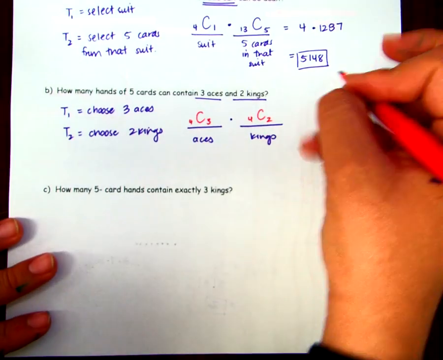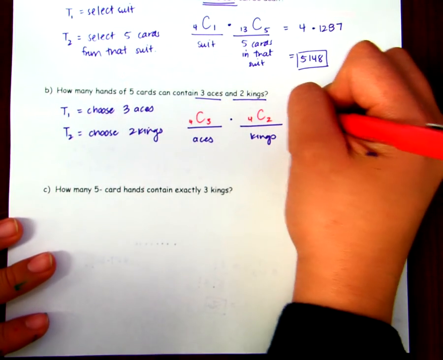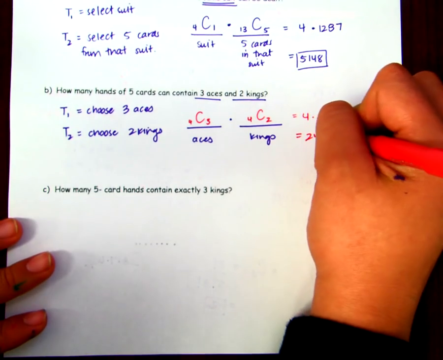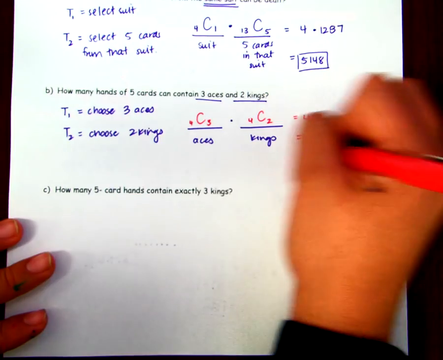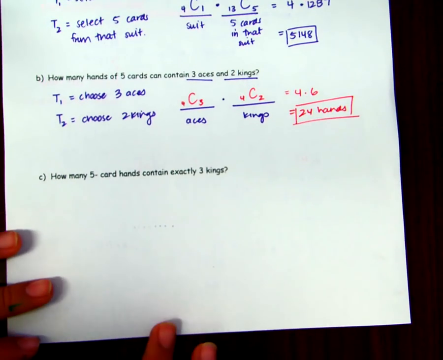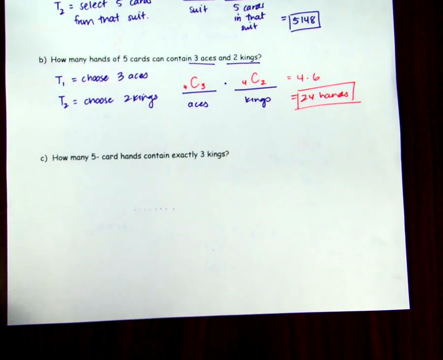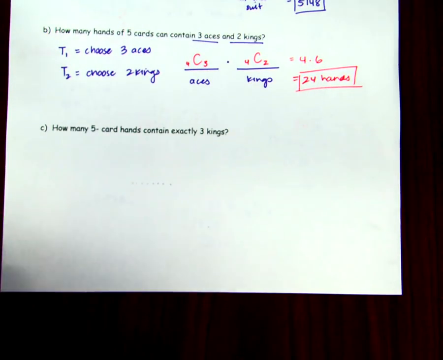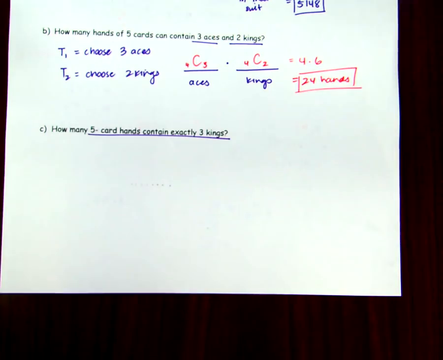Okay, so in this case, 4 choose 3 is 4 and 4 choose 2 is 6. You can also plug it into a calculator. There are 24 hands you can make. Okay? Alright. Part C. How many 5-card hands contain exactly 3 kings?